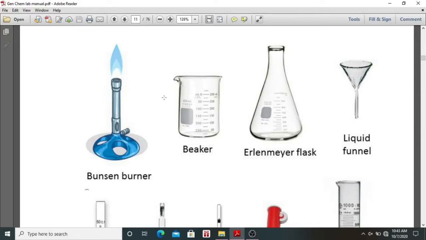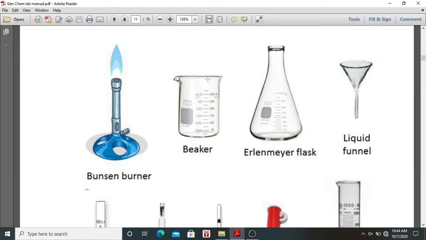Number two is the beaker. Beakers are useful as reaction containers, or to hold liquid or solid samples. They are also used to catch liquids from titrations and filtrates from filtering operations. It is a container to hold a liquid or solid sample.